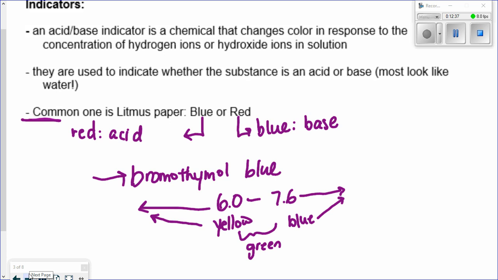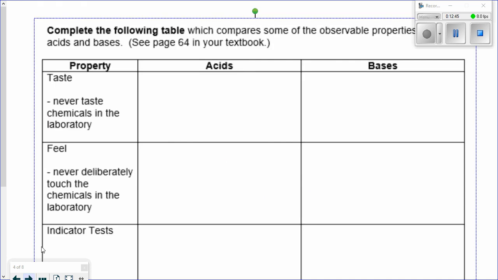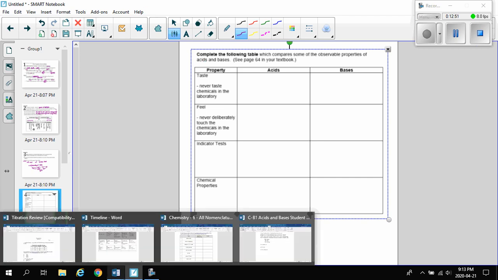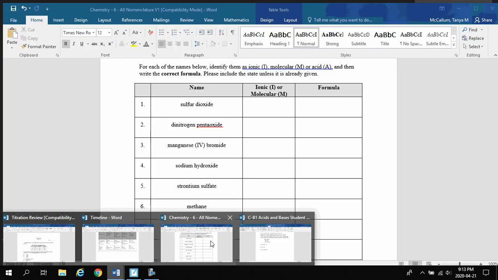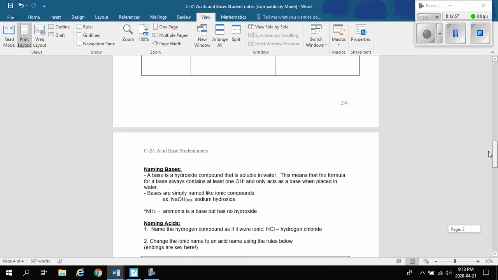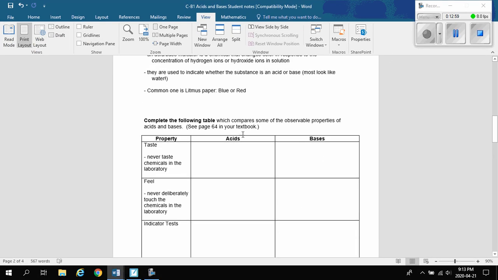It says complete the following table which compares some of the observable properties of acids and bases. See page, mine says page 66 in the textbook, yours says 64. You don't have a textbook, so that's not really going to help. I think what I'm going to do is type in this one. Just makes things a little bit easier than trying to write on this tablet that I have. So looking at this, again, some of the properties of acids and bases.